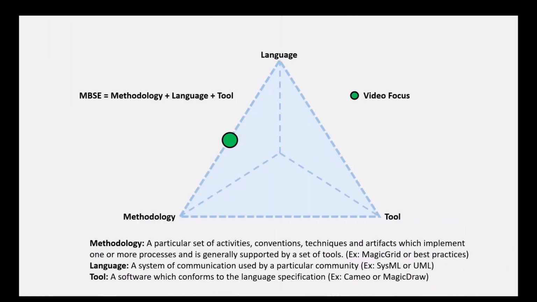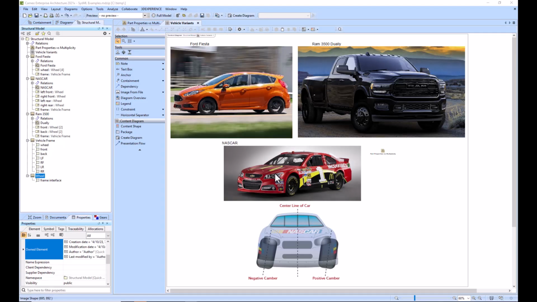In this example, we will be explaining when to use multiplicity versus when to use multiple part properties. So with that, we'll get started. In our example here, we have three different vehicles: the Ford Fiesta, the Ram Dually, and the NASCAR.